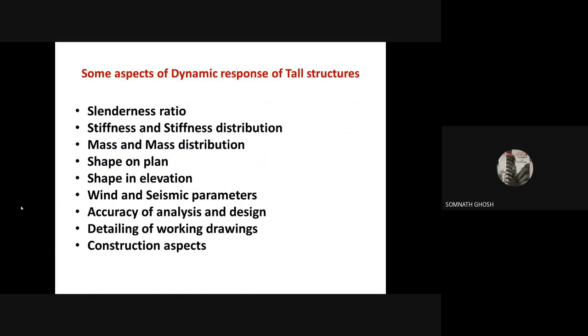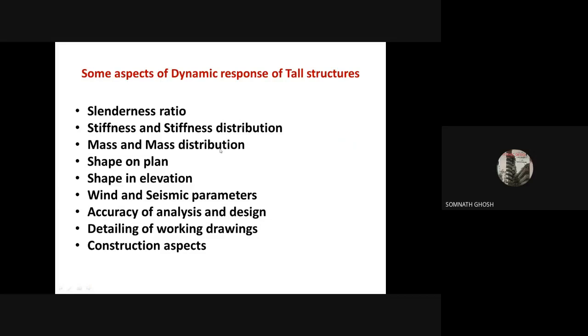Now you see, these aspects are very, very important. That is the slenderness ratio, which is height by diameter or height by minimum width. That ratio is important. Stiffness and stiffness distribution: the stiffness of the entire building is one thing, and how the stiffness is distributed along the height, or along the plan, is different. The stiffness and stiffness distribution is important.